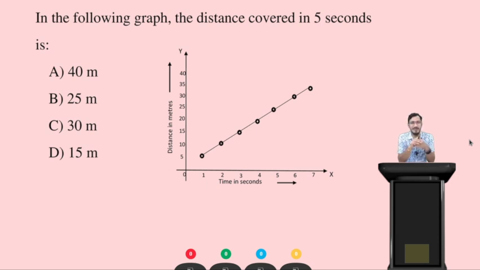Okay, now it's question time, and I have a question for you. In the following graph, the distance covered in 5 seconds is, yes, and you can see the graph here.